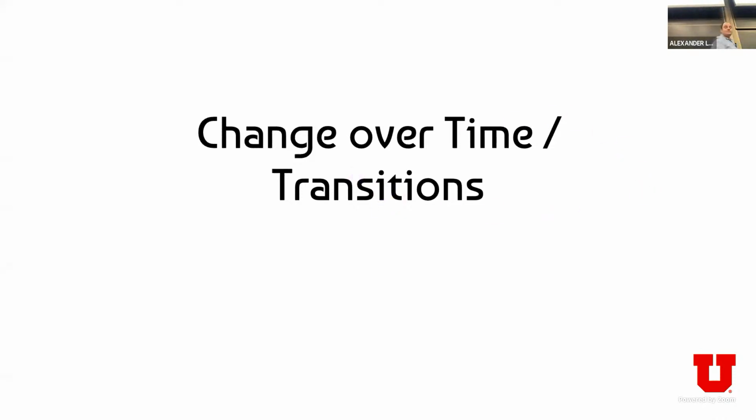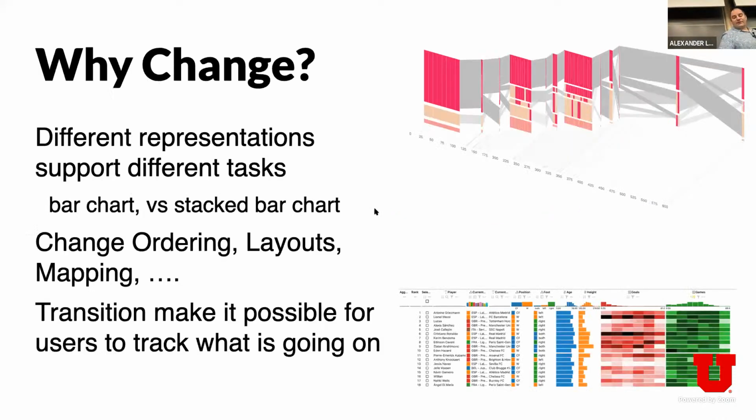Great. Okay, so we'll start with change over time or transitions. And so the first question we want to ask is, why do we want to change a representation on the screen, right? Well, different representations tend to support different tasks. Think about, if I have a bar chart, I can either make it stacked or grouped, right? Or I can change the ordering, the layout, or the mapping. And transitions tend to make it possible for users to track what's going on. And so I'll show you two examples.